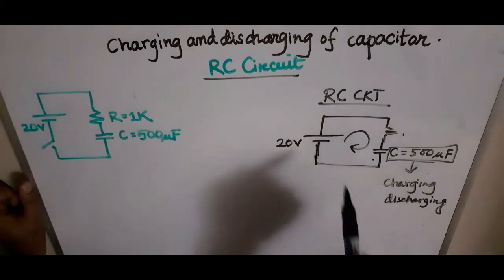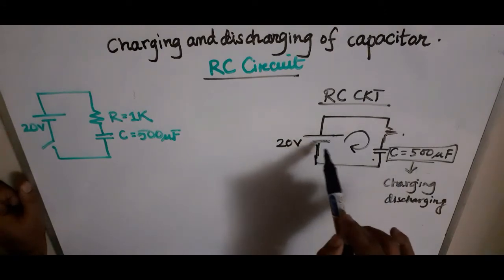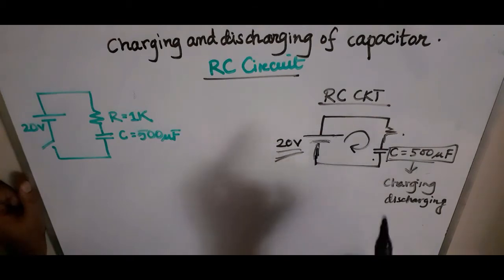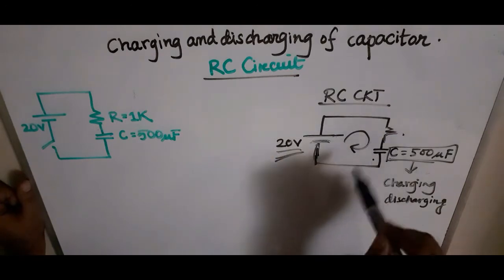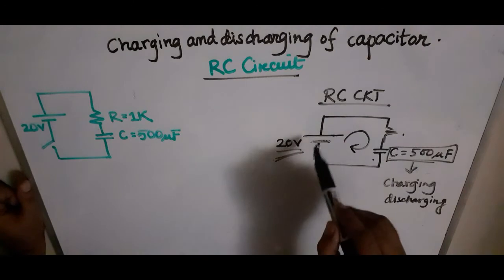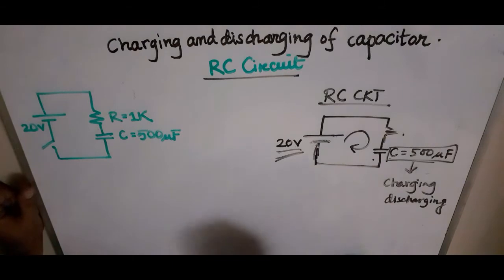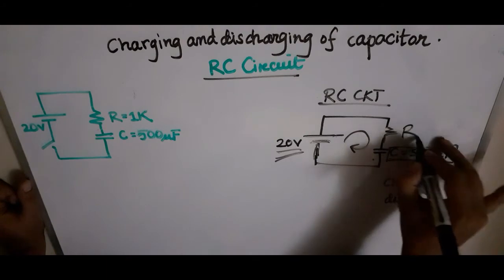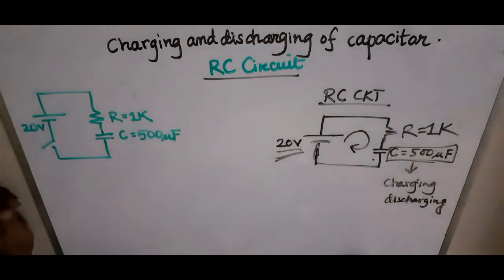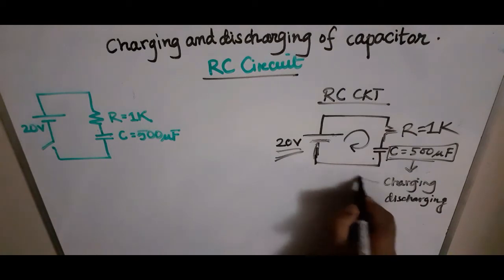And what will happen? This battery has a voltage of 20 volts, but after some time, all of this voltage will be accumulated by this capacitor, and the source voltage will be gradually drained. Let's say the resistor value is R equal to 1K. So this is what happens in the charging phase.